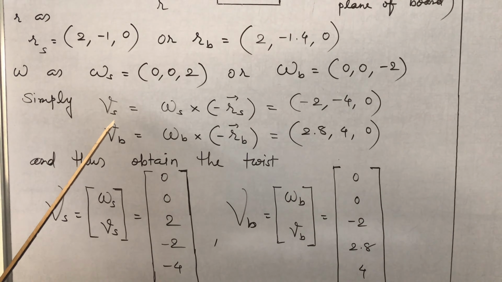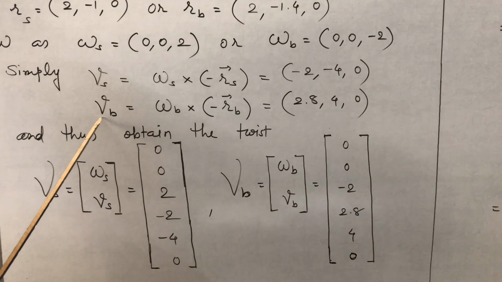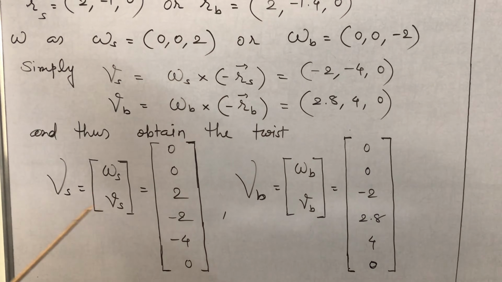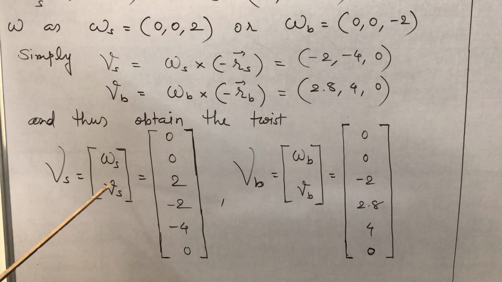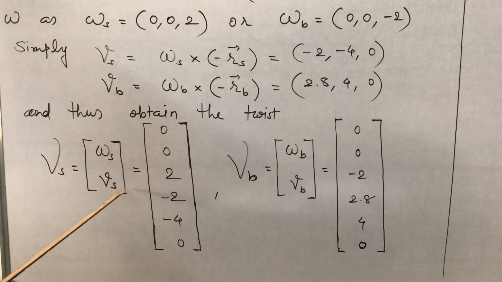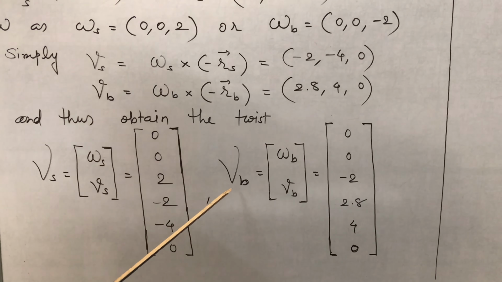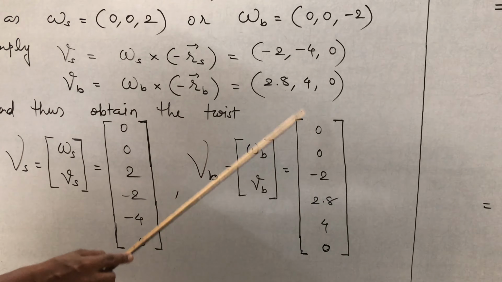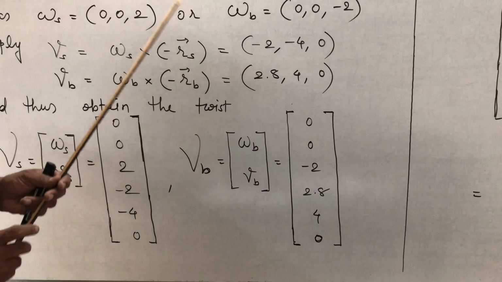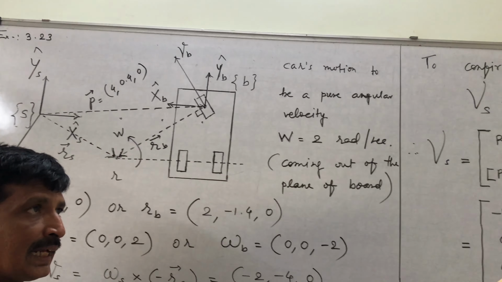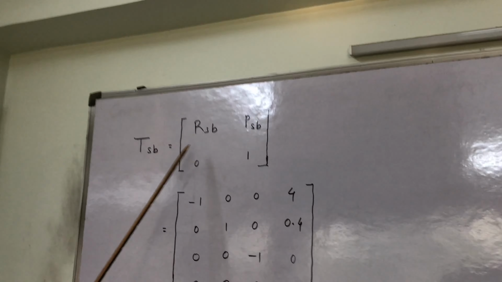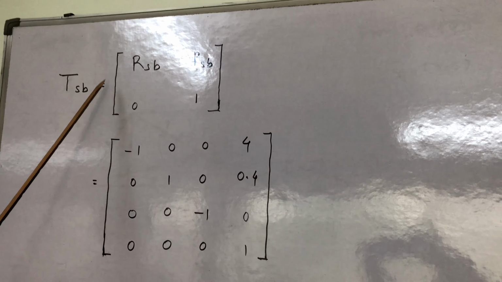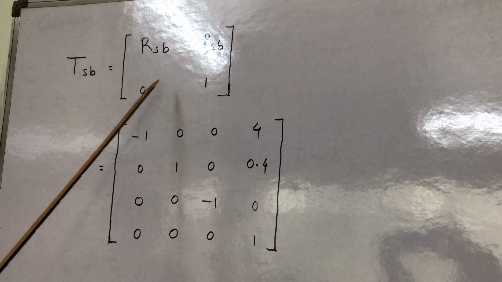This is Vs, the velocity of the body origin in S frame, and Vb the velocity of the body origin in B frame, and thus we obtain the twist. Spatial twist is omega s, Vs: omega is 0, 0, 2, Vs is -2, -4, 0. Body twist is omega b, Vb: 0, 0, -2, and Vb is 2.8, 4, 0.